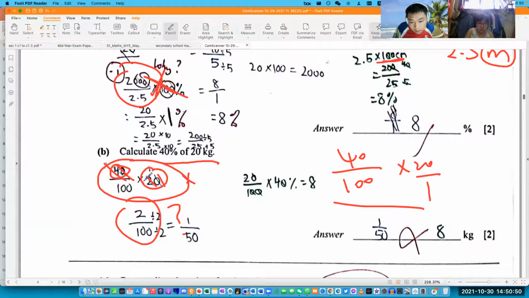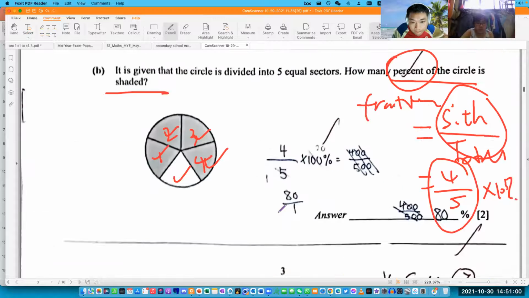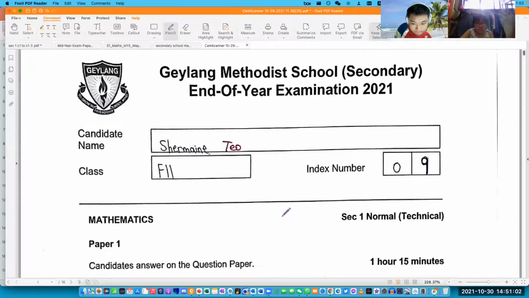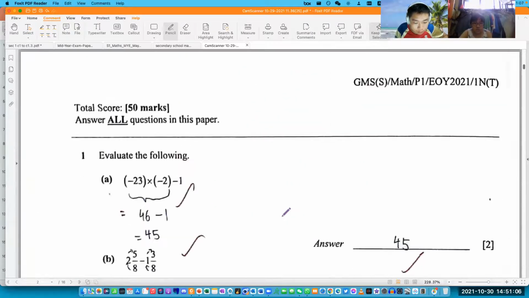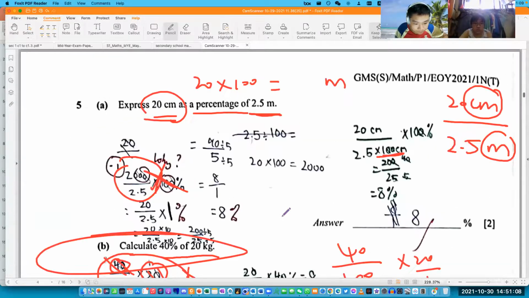Okay? By the way, is this paper 1 or paper 2? Paper 1. This one. Yeah, this is paper 1. Let me see. I took the Paper 1, yeah. Yeah, you took pictures in order. Okay, very good.